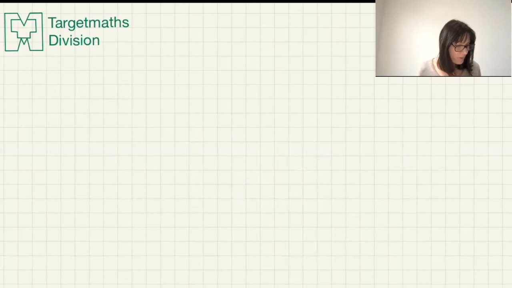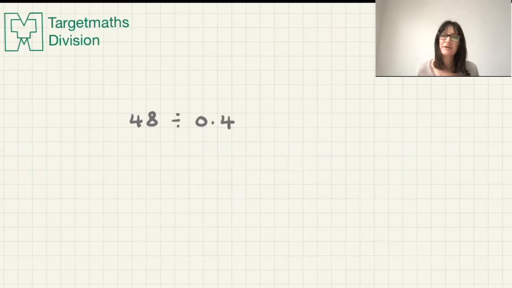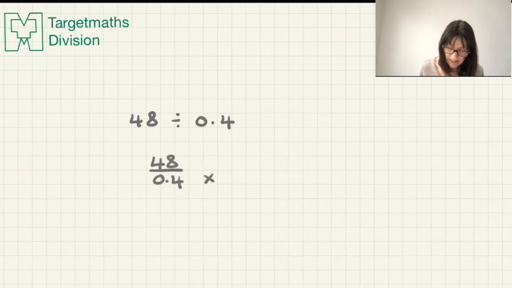Okay, what one are we going to do now? We'll do this one. So 48 divided by 0.4. All right. Press pause and just see how far you get with that. Here we go. 48 over 0.4. I'm going to need to times by 10 to get rid of that. So I must make sure I do it to the top as well. That will give me 480 divided by 4.